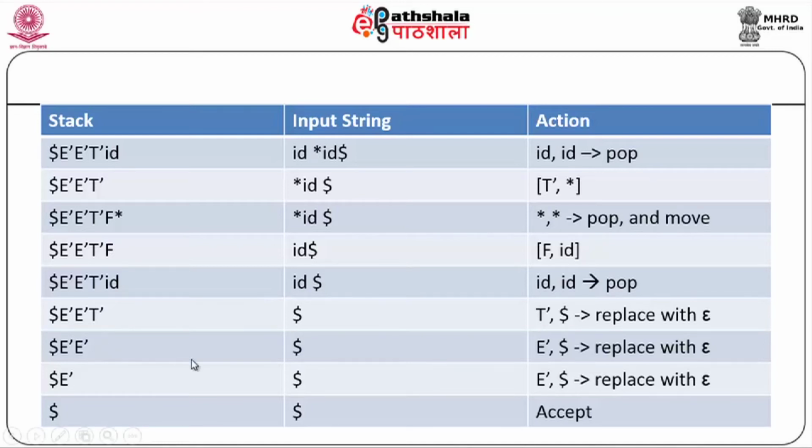E dash, again same thing, replace with epsilon. Dollar comma dollar is going to be an accept action. So, when the input string has a dollar and if the stack entry also has a dollar, the situation is going to be an accept action.